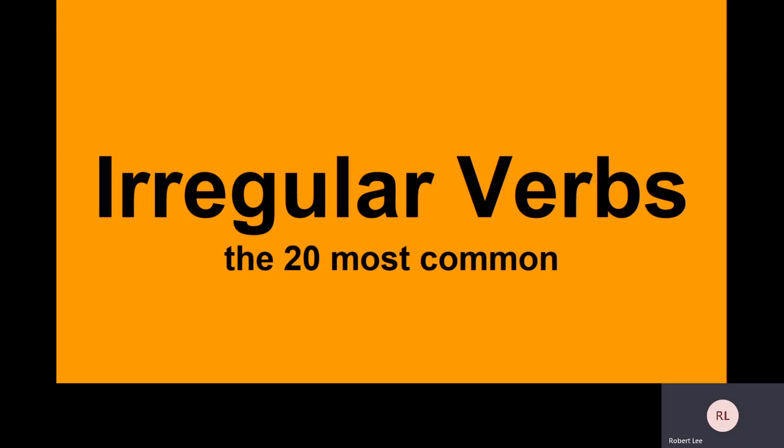But for irregular verbs, we don't add ed, and that's what makes it so challenging for most English language learners. The only thing that you can do is just memorize the forms of these irregular verbs. So today we're going to start off talking about the 20 most common irregular verbs.